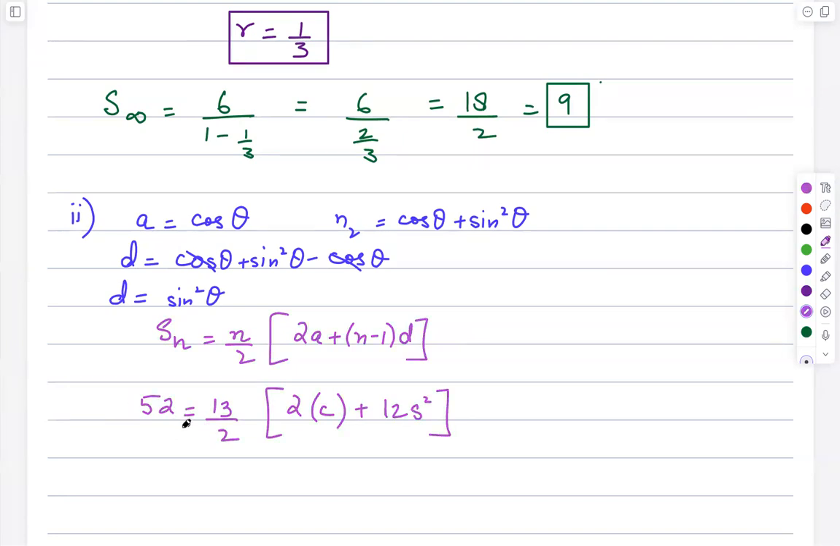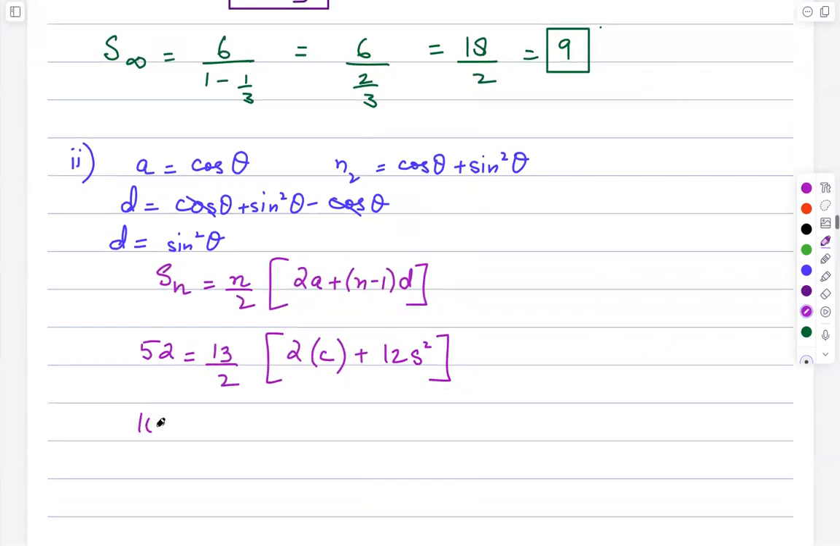So cross multiplying, 2 into 52, so 2 multiplied by 52 will be 104. And 104 divided by 13 equals 8. So we'll get 8 equals 2 cos theta plus 12 sine squared theta.